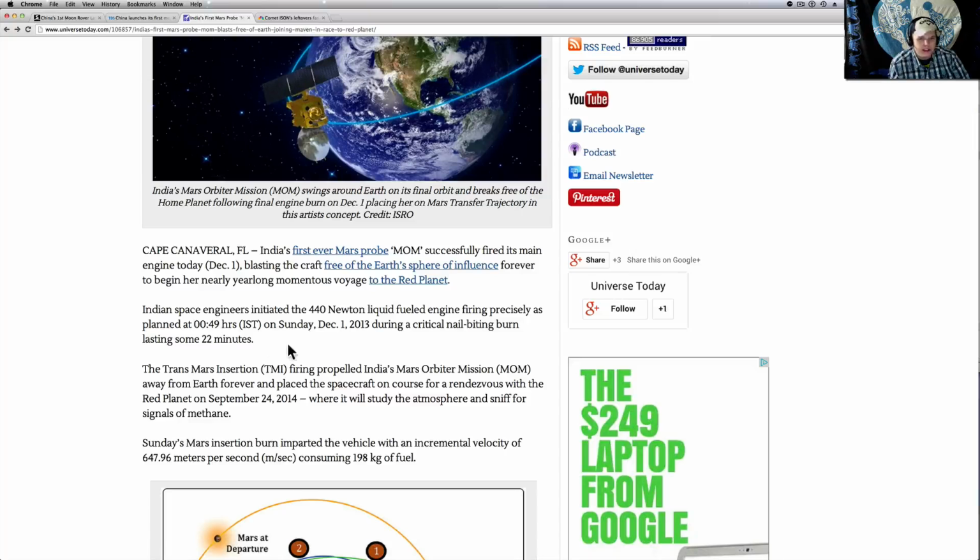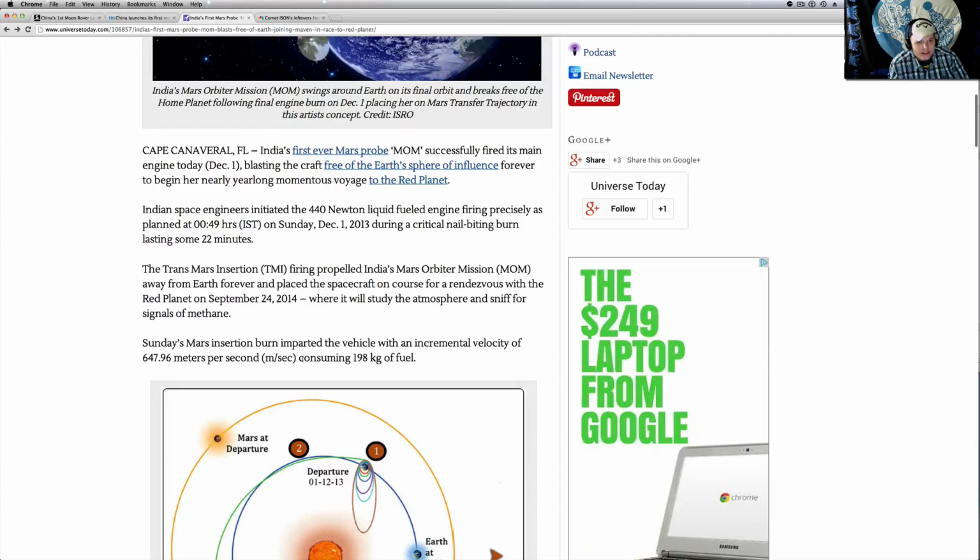Indian space engineers initiated the 440-Newton liquid-fueled engine firing precisely as planned at 0049 hours, wow, on Sunday, December 1st, during a critical nail-biting burn lasting some 22 minutes. Wow, 22 minutes, they had a little bit of gas left there, huh? This is called the Trans-Mars Insertion firing. It propelled India's Mars Orbiter Mission away from Earth forever and placed the spacecraft on a course for a rendezvous with the Red Planet on September 24, 2014, where it will study the atmosphere and sniff for signals of methane.